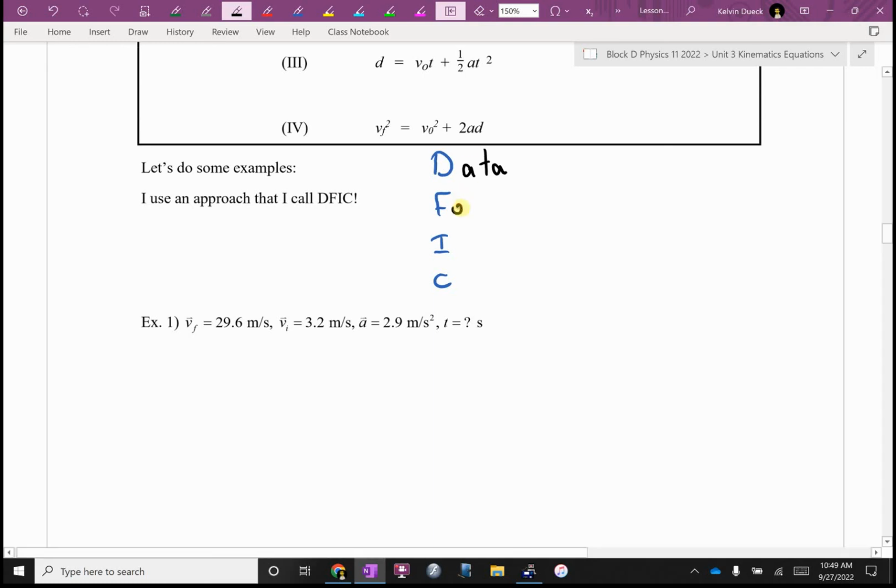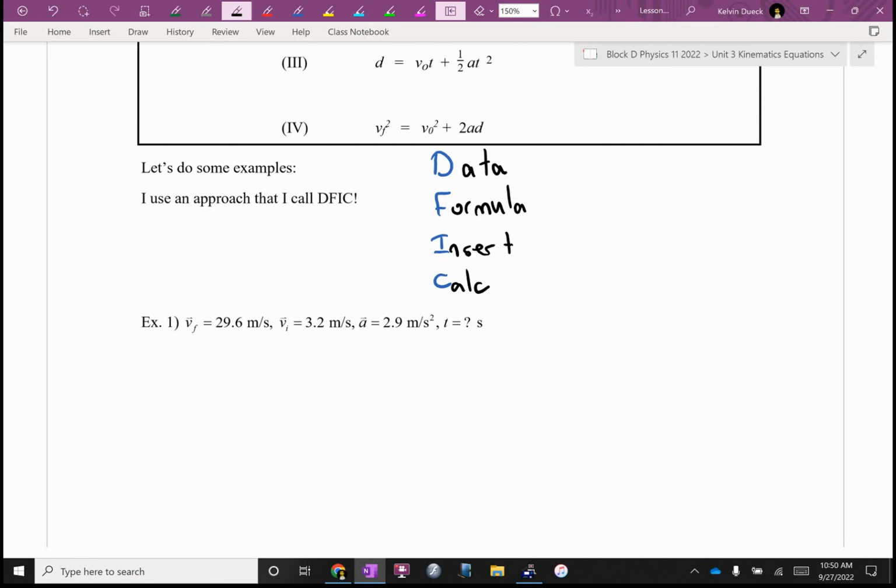The F stands for find a formula. The I stands for insert the numbers. And the C stands for calculate the answers. This is not the end-all, be-all method, but if you give me a tough question and I don't know what to do, I'll almost fall back. I'll start to DFIC. Eventually, as you get good at this, you'll start to skip some steps, and I won't freak out as long as you're getting 100% on stuff. I'm good with that. But this will be our fallback whenever you give me something new and nasty.